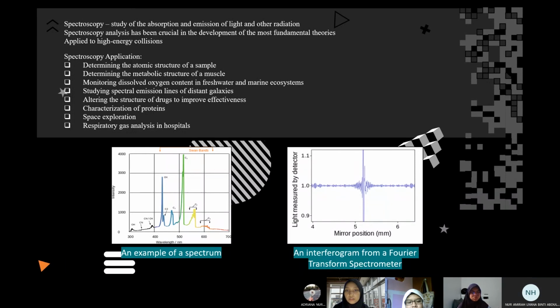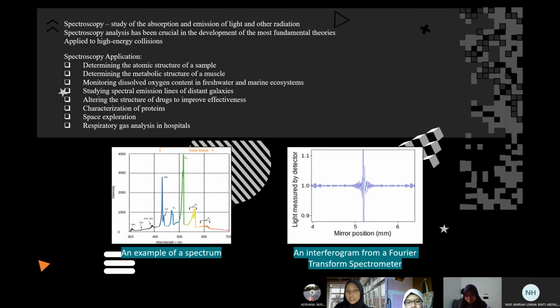This is an example of a spectrum graph and also an interferogram from a Fourier transform spectrometer. For the spectrum, it is the light emitted by the blue flame of a Bunsen torch. The horizontal axis is the wavelength of light and the vertical axis represents how much light is emitted by the torch at that wavelength. The interferogram is raw data that is Fourier transformed into an actual spectrum.